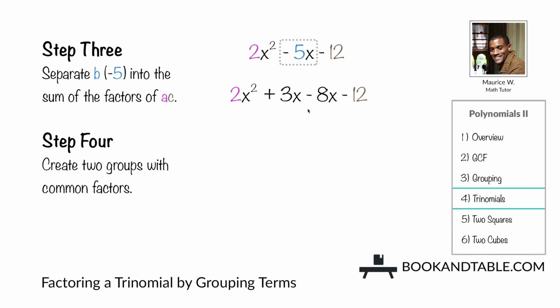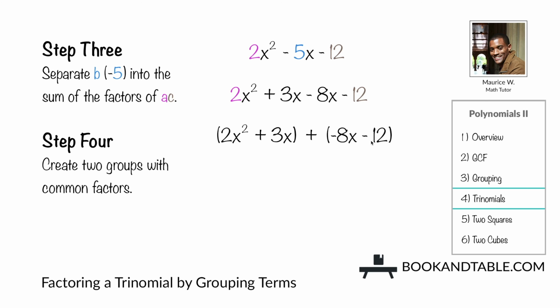And once we do this, we are left with two sets of terms that have a common factor that can be removed from each. So that's the fourth step, create two groups with common factors. 2x squared plus 3x have a common factor of x. And negative 8x minus 12 have a common factor of negative 4.